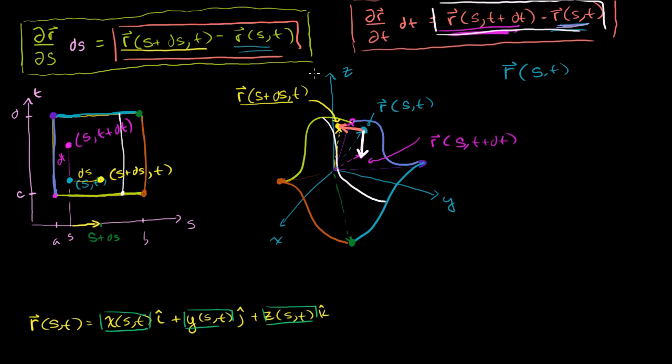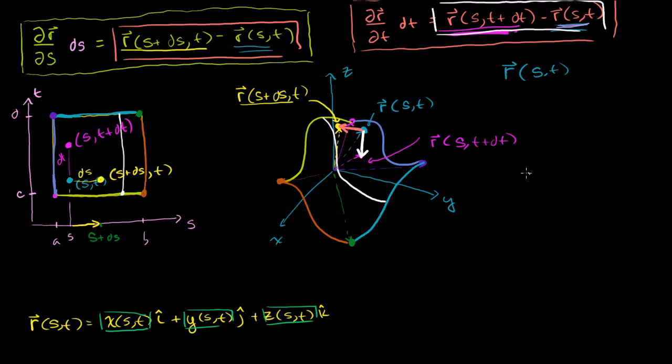So something interesting is going on here. I have these two. This is a vector that is going along this parameterized surface as we changed our s by a super small amount. And then this is a vector that is going along our surface if we change our t by a super small amount.